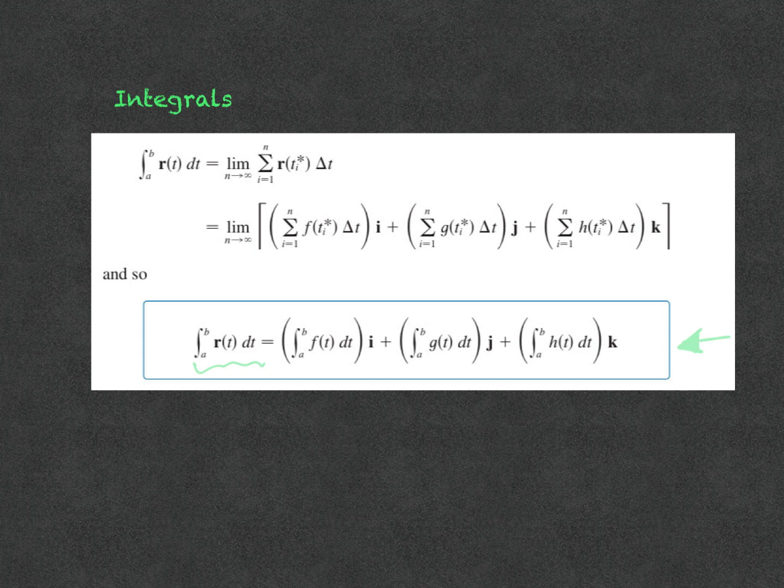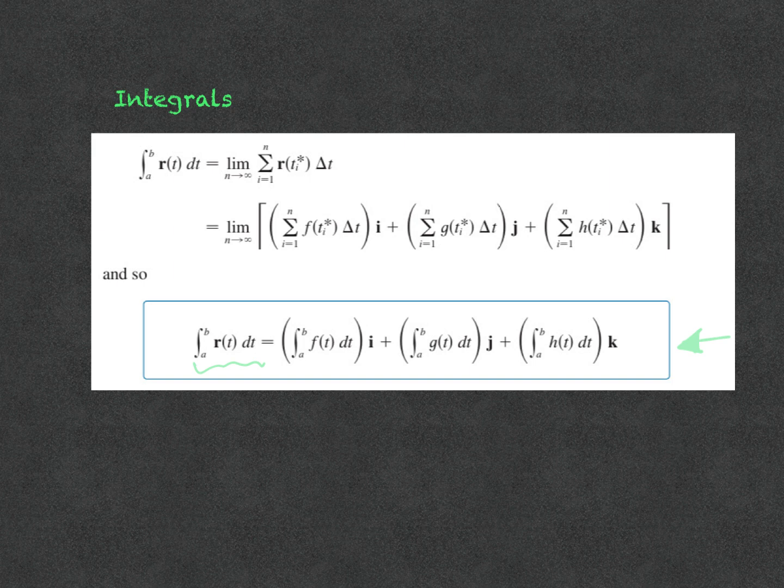The box right here is what I would make note of. The integral from a to b of the vector r of t equals the integral from a to b of f of t i, plus the integral from a to b of g of t with respect to t j, plus the integral from a to b of h of t with respect to t k. And so we can integrate by components. We can evaluate the integral by doing each piece separately.